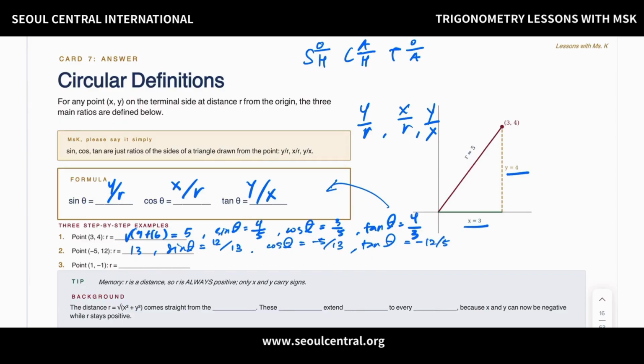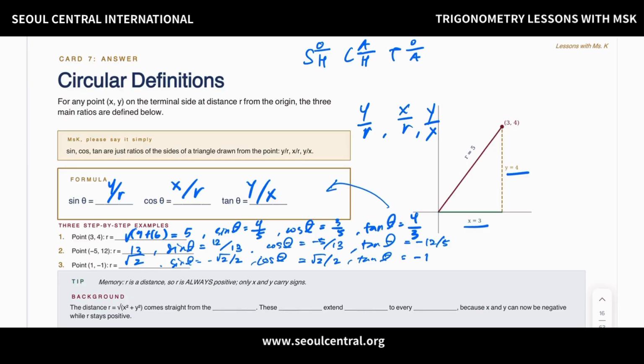Okay. Now, if the point is (1, -1), that means r equals square root of 2. Okay, so that means my sine theta would equal negative square root 2 over 2, and my cosine theta equals square root 2 over 2, and tangent theta equals negative 1. Okay? All right.